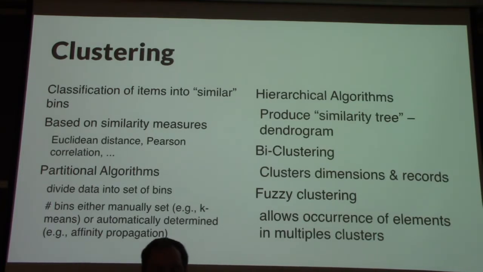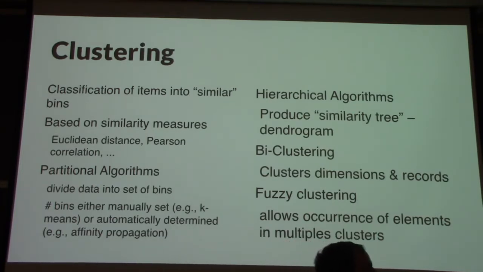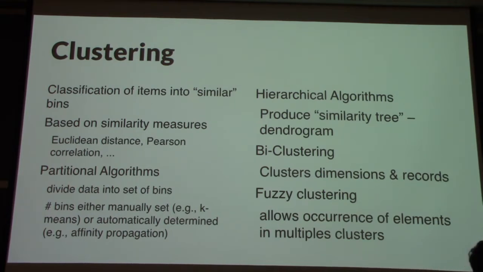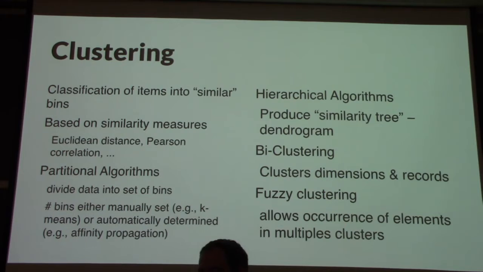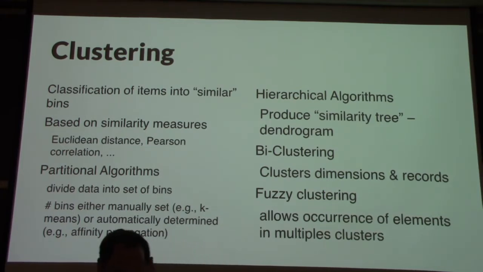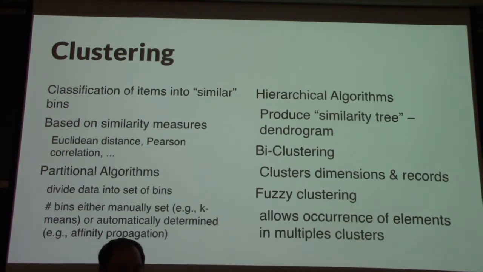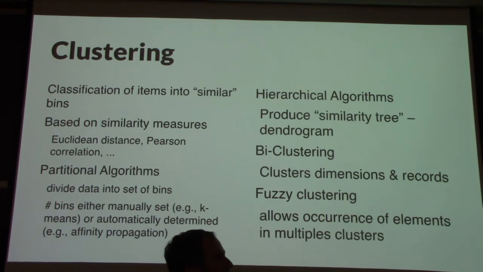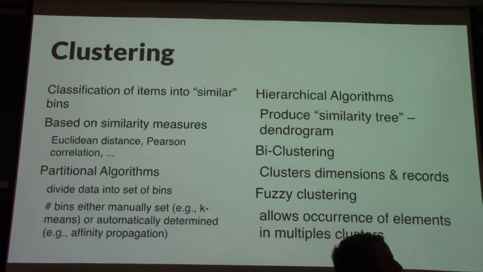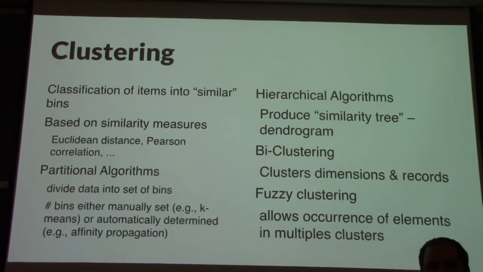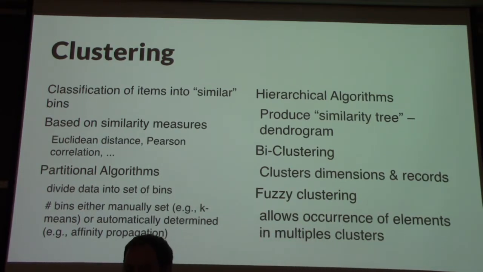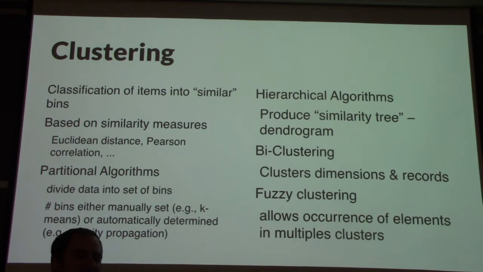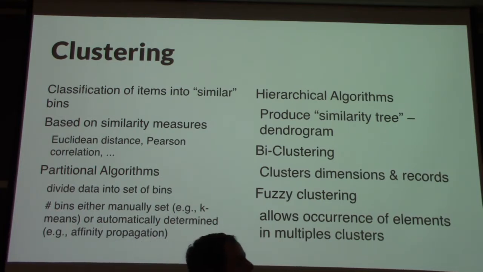Okay, so what is clustering? Clustering is the classification of items into similar bins, and what is similar is hard to describe. To get an idea of similarity, also in a mathematical sense, we use different similarity measures. The simplest one is of course the Euclidean distance, a spatial distance. We can calculate the Pearson correlation or many other similarity measures. It can be something completely custom to your data sets.